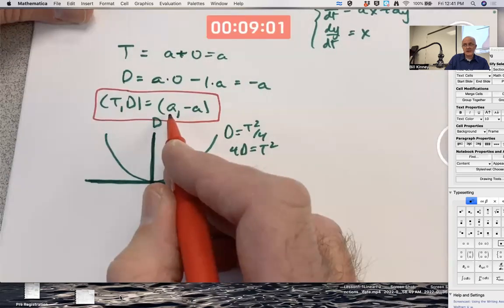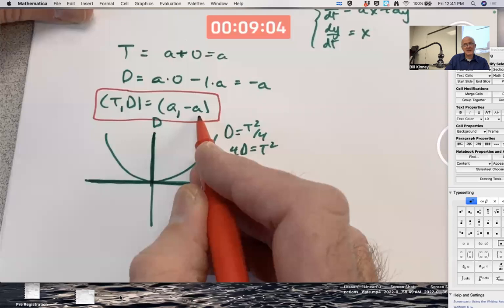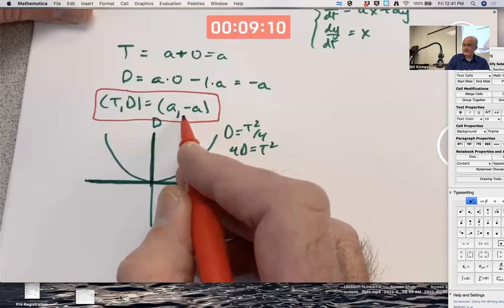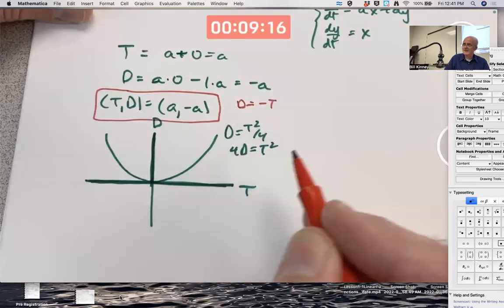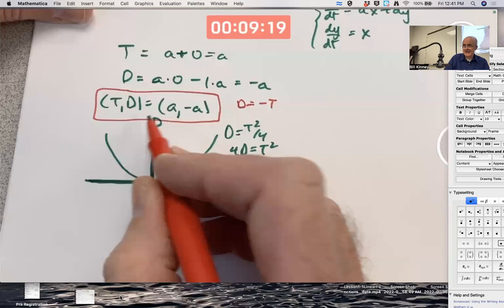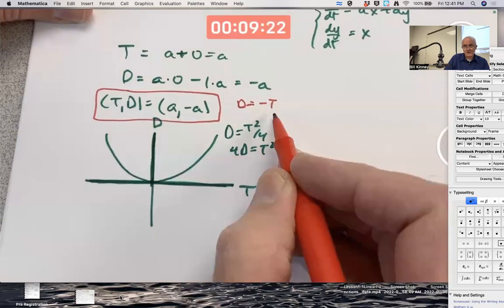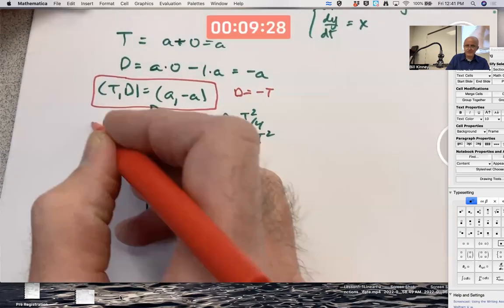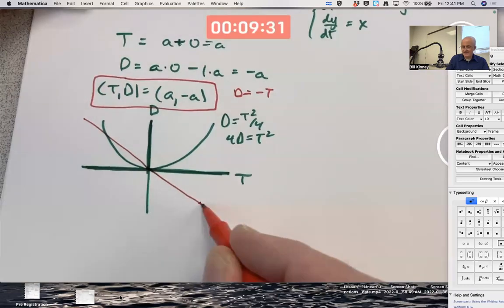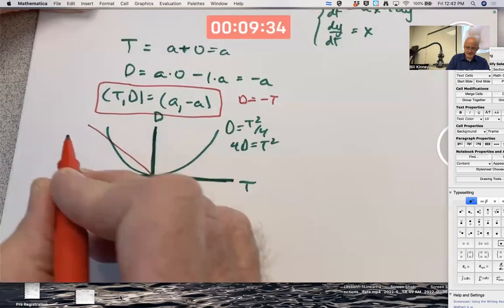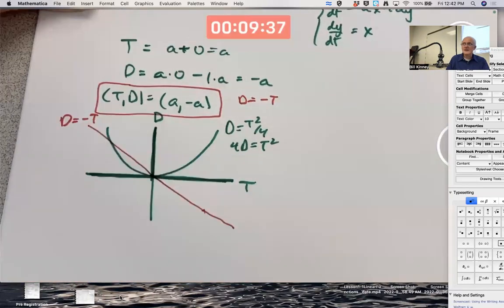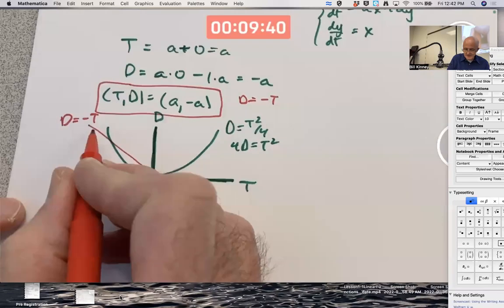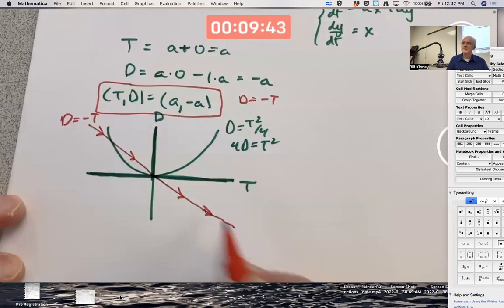T equals A, so T would increase. But D equals negative A, so D would decrease. And no matter what A is, for this point, you've got to be on the line D equals negative T, right? Since T equals A and D is negative A, D also equals negative T. You've got to be on the line through the origin with a slope of negative 1. But again, it's more than just that line that you're on. It's also a direction. As A increases, you're moving to the right because T increases and D decreases.